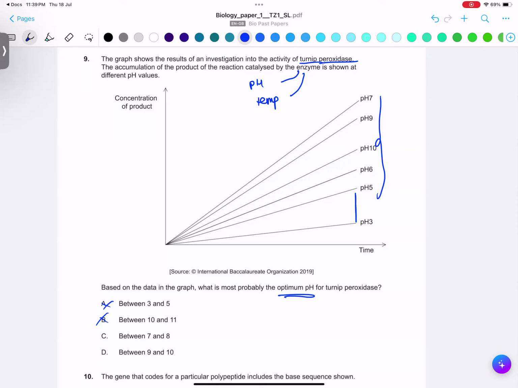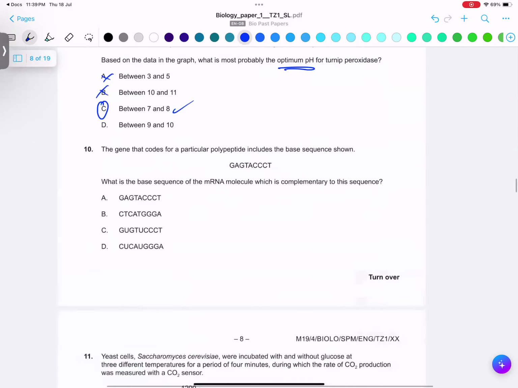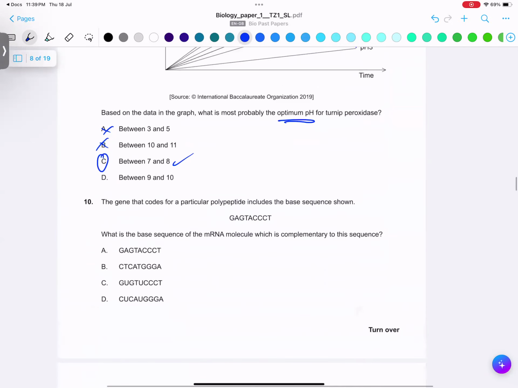Between 7 and 8, which is probably here, it is possibly 7, 8, because 7 is the highest, so this may be. And between 9 and 10, no, because we have 7 that's highest, there's the most concentration of product. So it is 7 and 8. C is our answer. For 10, the gene that codes for a particular polypeptide includes the base sequence shown.